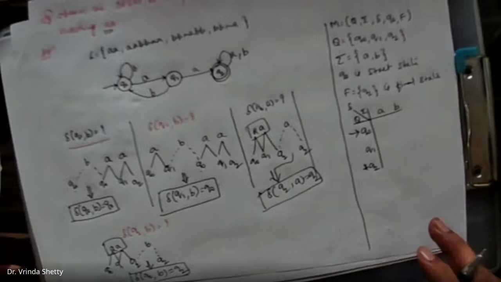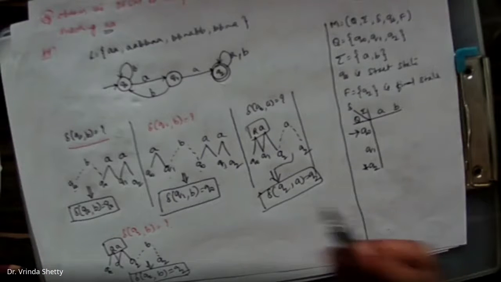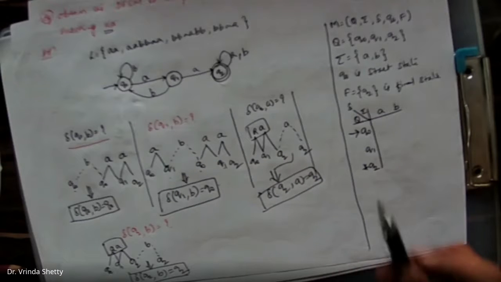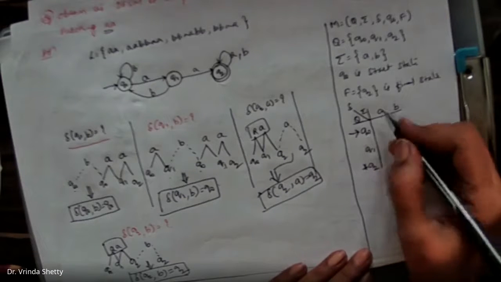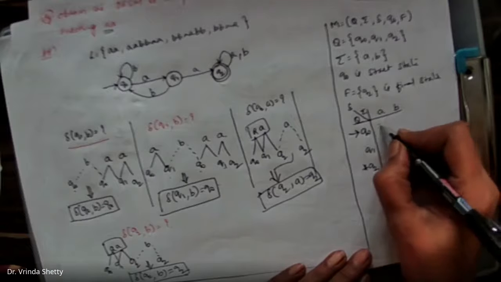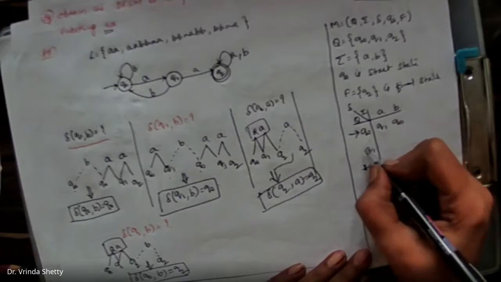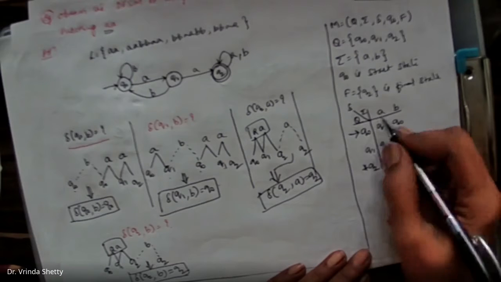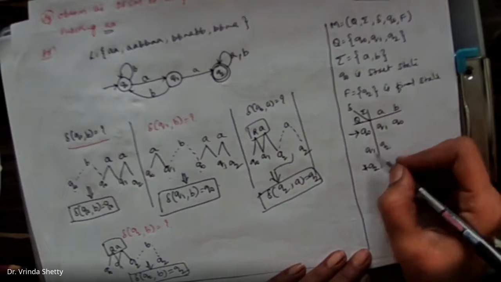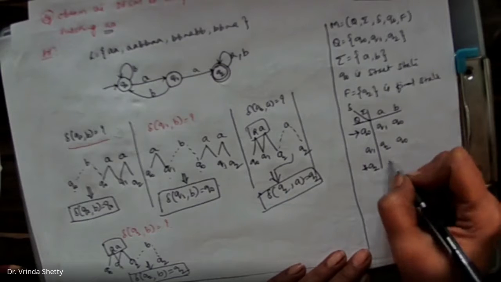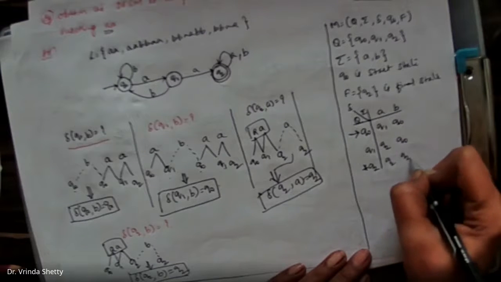So check now, all the transitions are defined. Q0 on A, B, Q1 on A, B, Q2 on A, B are defined. We'll fill the transition table. Q0 on A goes to Q1. Q0 on B is Q0. Q1 on A is Q2. Q1 on B is Q0. Q2 on A is Q2. Q2 on B is Q2.